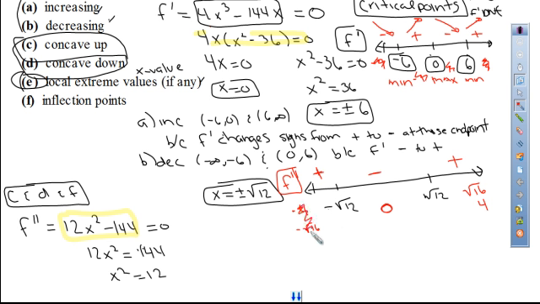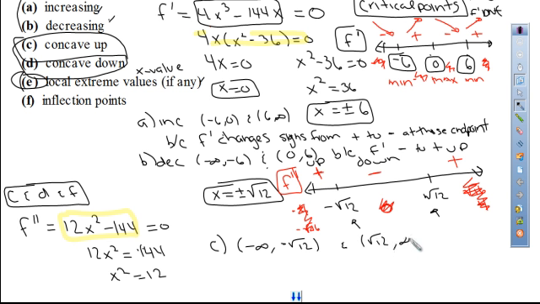Once you're done checking your numbers, cross them out because you don't need them. So what this tells me is that my function is concave up in this interval, down here, and up here, and these are my points of inflection. So in part C, where it says where is it concave up, I am concave up from negative infinity to negative the square root of 12, and from the square root of 12 to infinity.